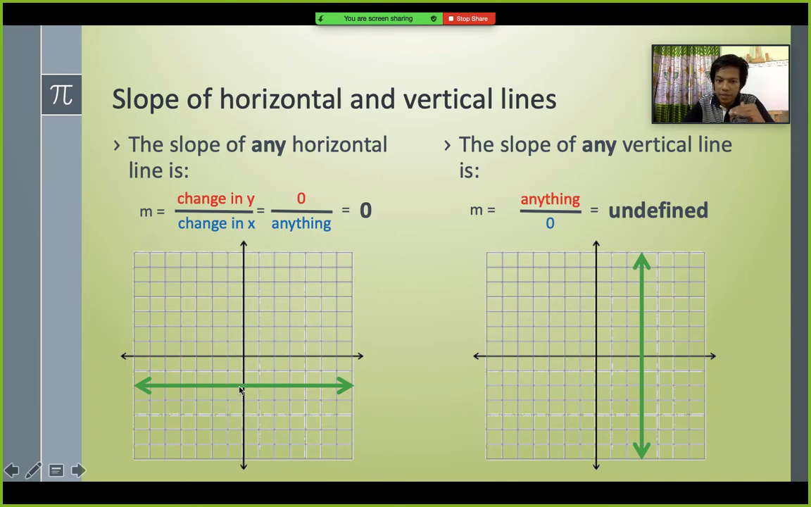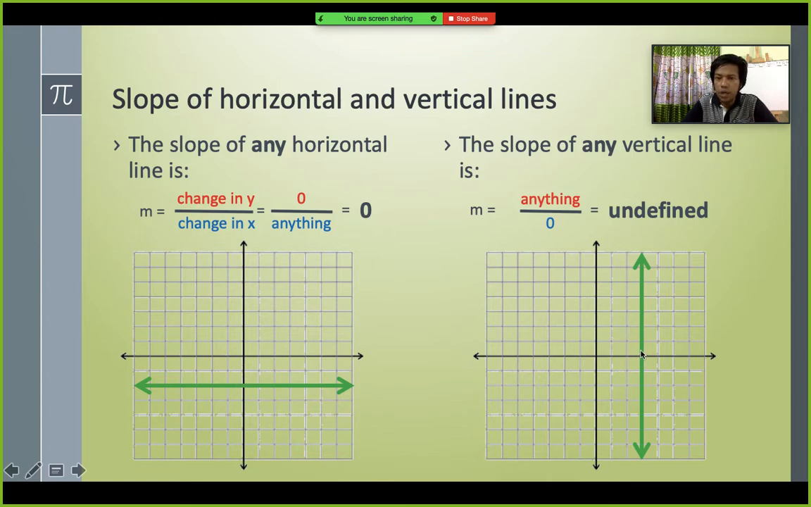This line is fixed. So that means there is no rise. It is not going up or going down. There is no movement in the up and down direction. But in the left and right direction, the line is moving. So change in x we have some value, but change in y we do not have any value. That's why change in y is 0. 0 divided by anything equals 0. That's why the slope of any horizontal line is 0.